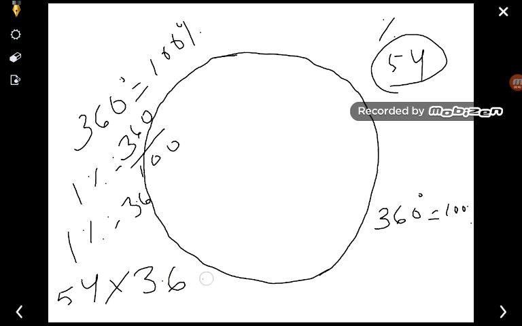So what will be the value? Sorry, 54 into 3.6 will give you a particular degree, and that degree we have to place over here. So we have to measure it with the help of a protractor.